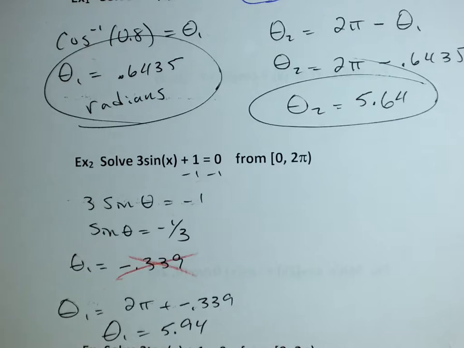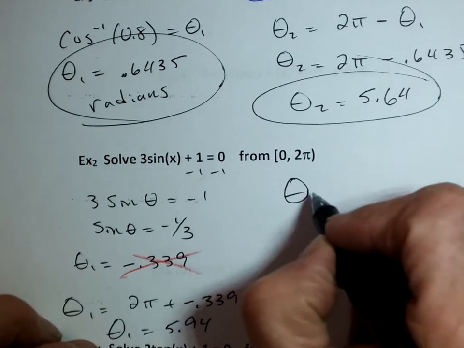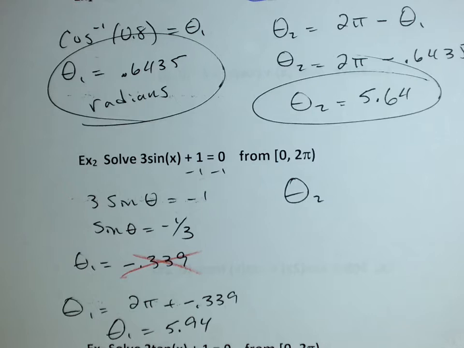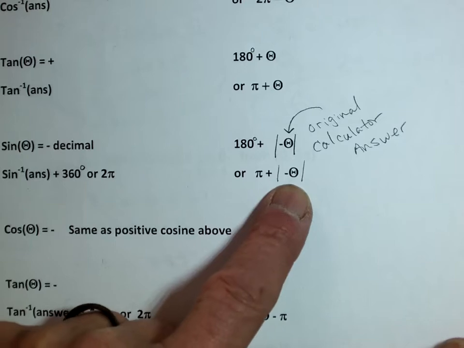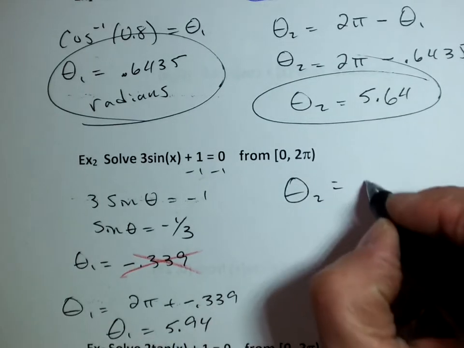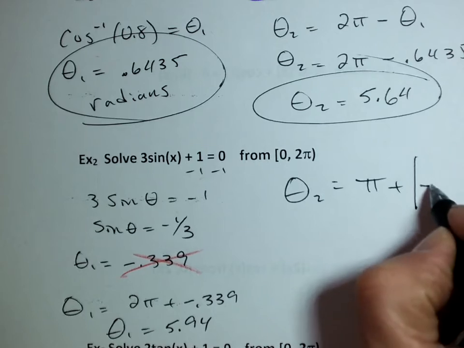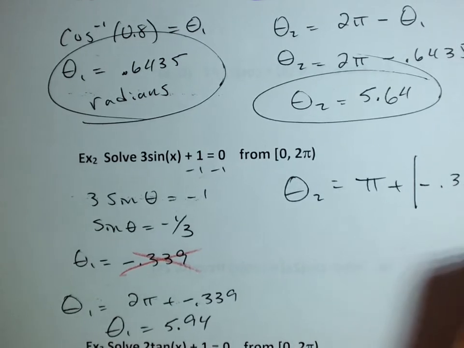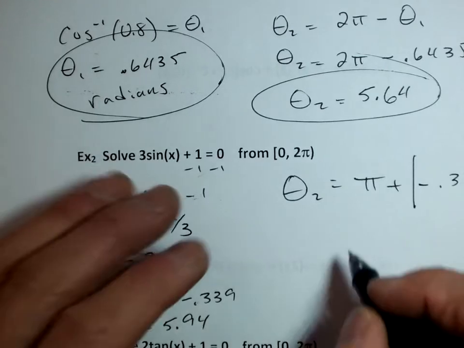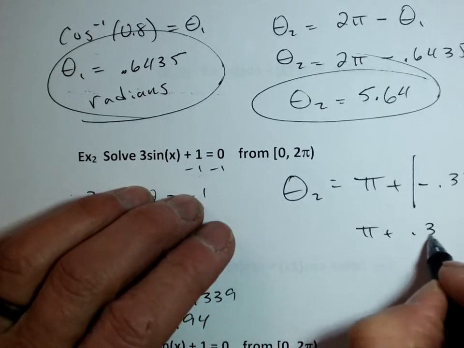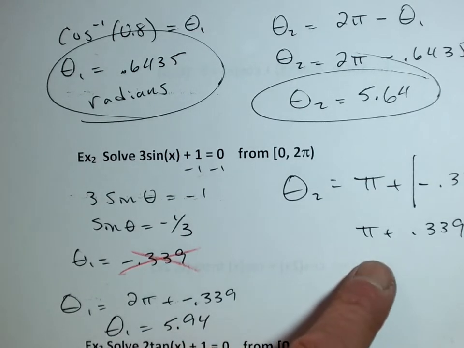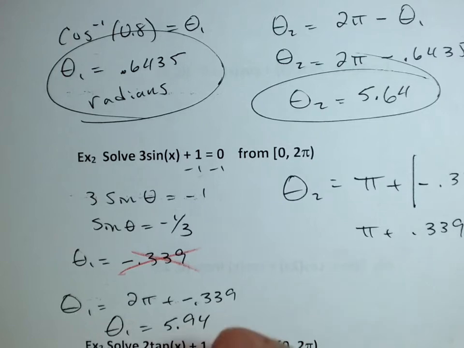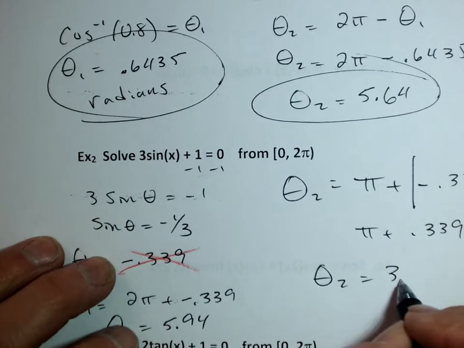To find that, we go to theta 2. My chart says that we're going to take pi plus the absolute value of the original calculator answer. You see that? So theta 2 equals pi plus the absolute value of my negative 0.339, which is really pi plus 0.339. So pi plus 0.339, and I get an answer of about 3.48. So theta 2 is about 3.48.